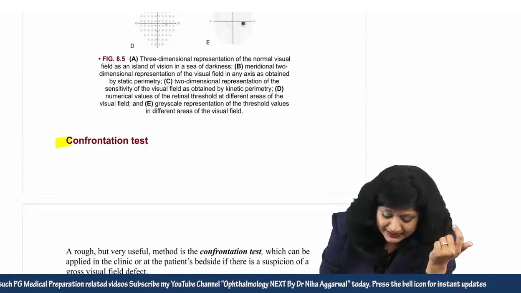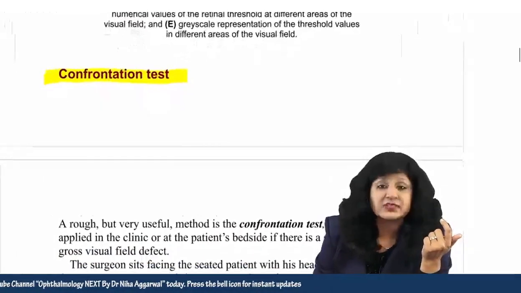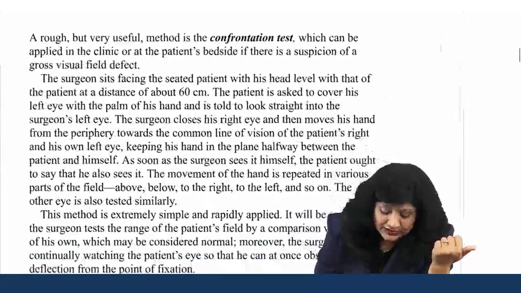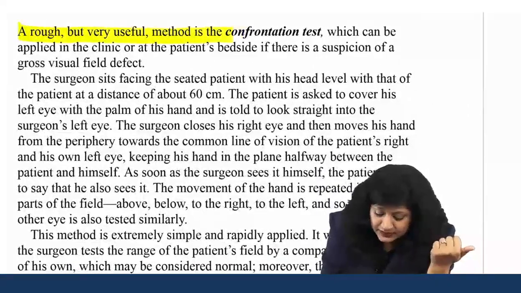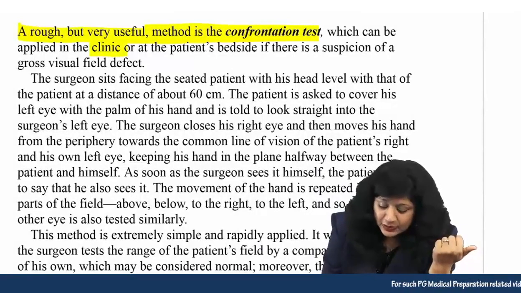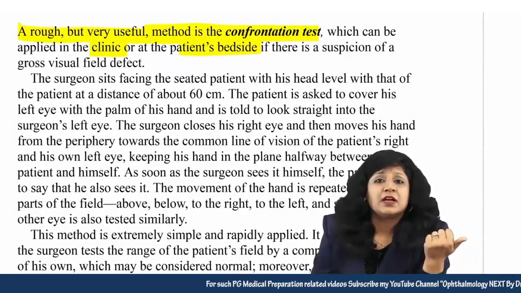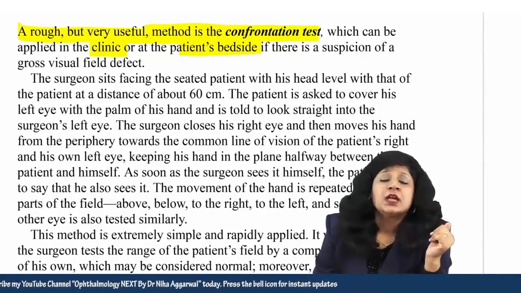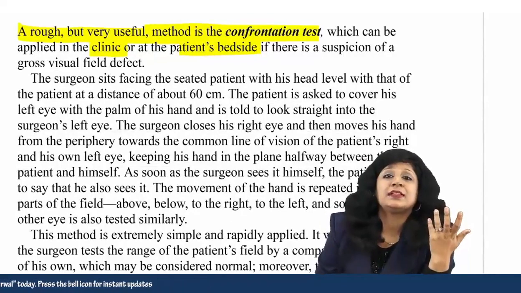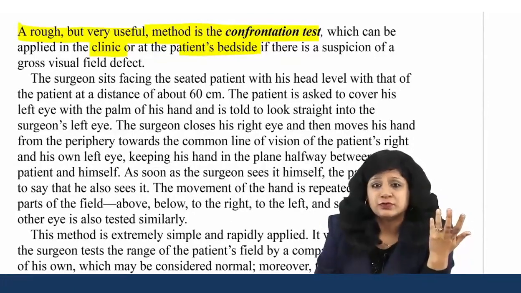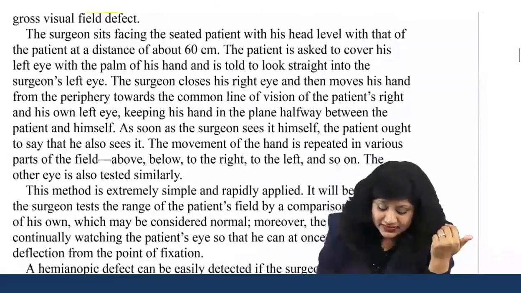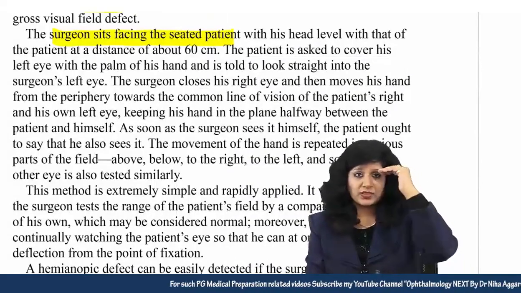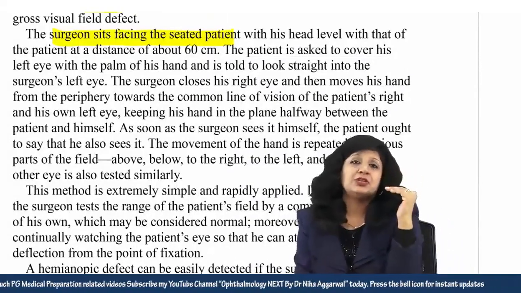This is a bedside test, and nowadays more and more questions are being asked about how you do these things. So the confrontation test really becomes important. It's a rough but very useful method, which can be applied in the clinic or at the patient's bedside, even when the patient is not able to go to the OPD for different examinations. You can do a rough, quick bedside observation of the extent of the visual field in the patient. The surgeon sits facing the seated patient, and the head level should be the same as that of the patient. When you are doing the clinical examination, these things are really important.